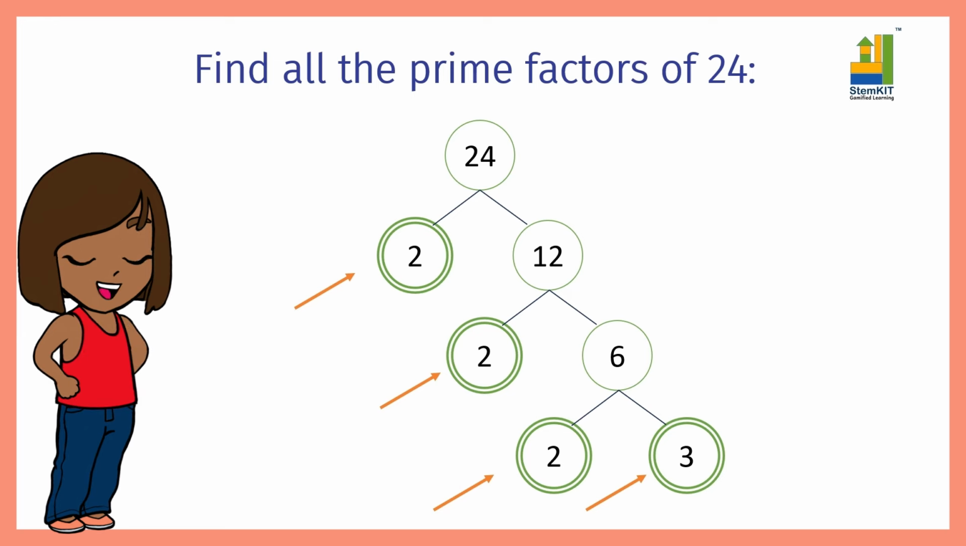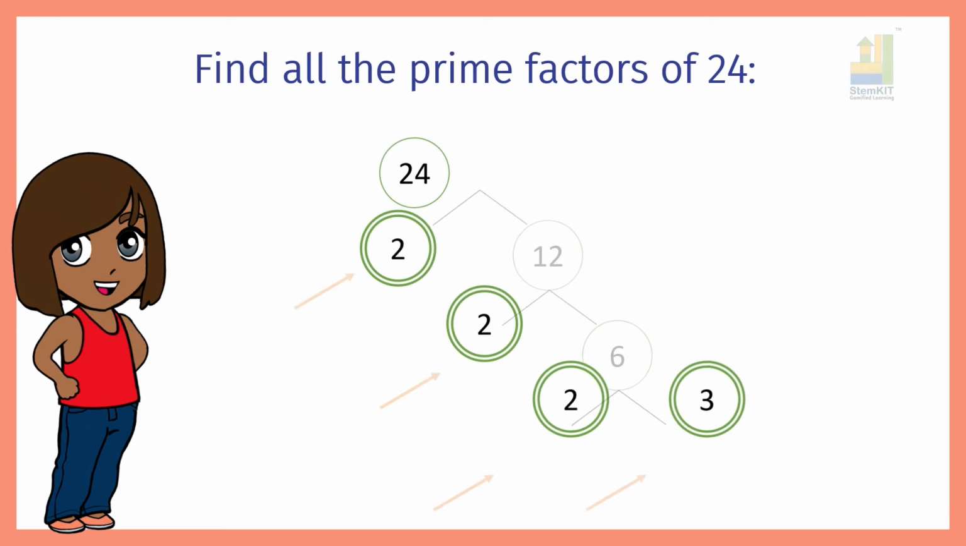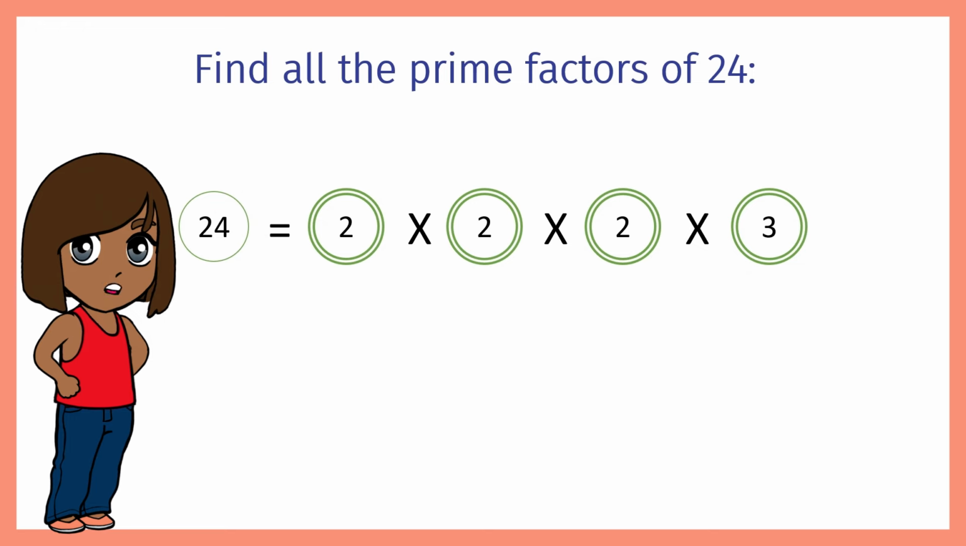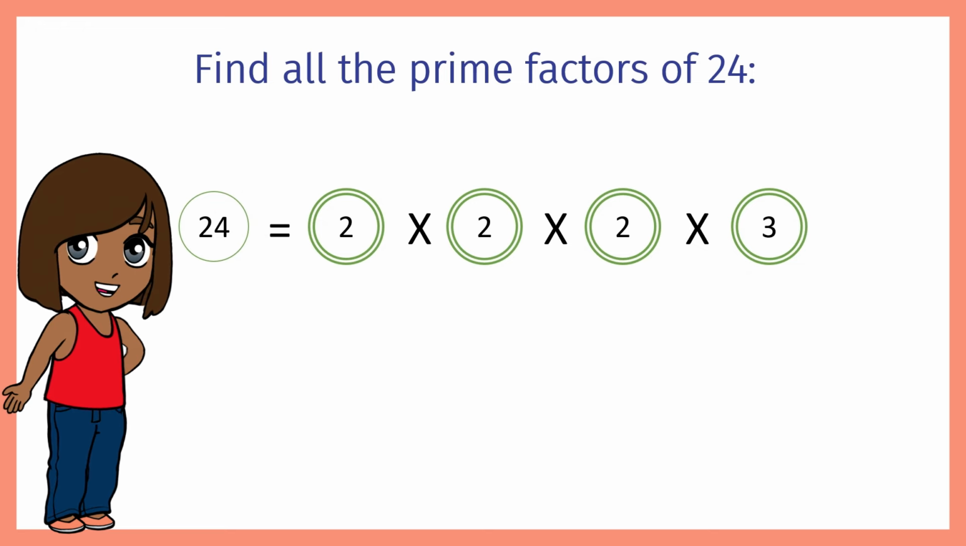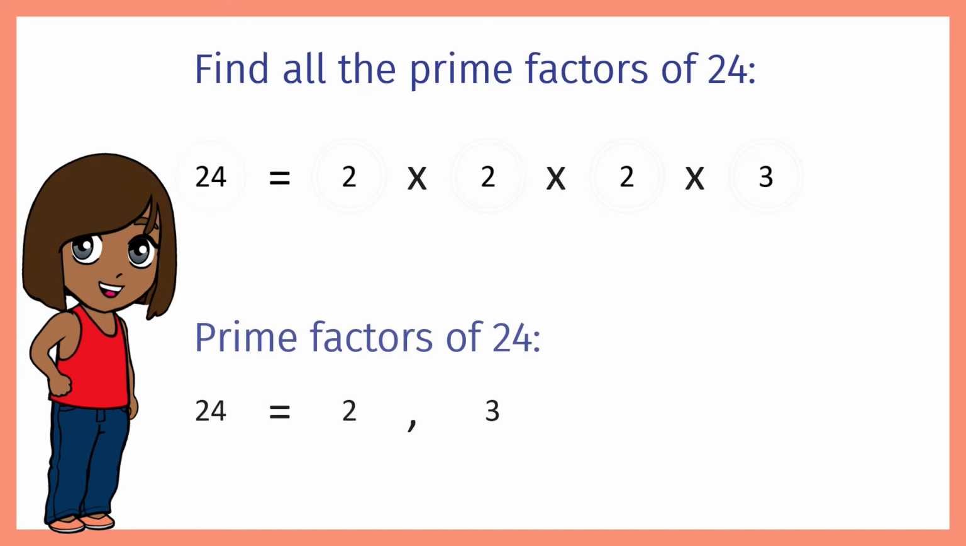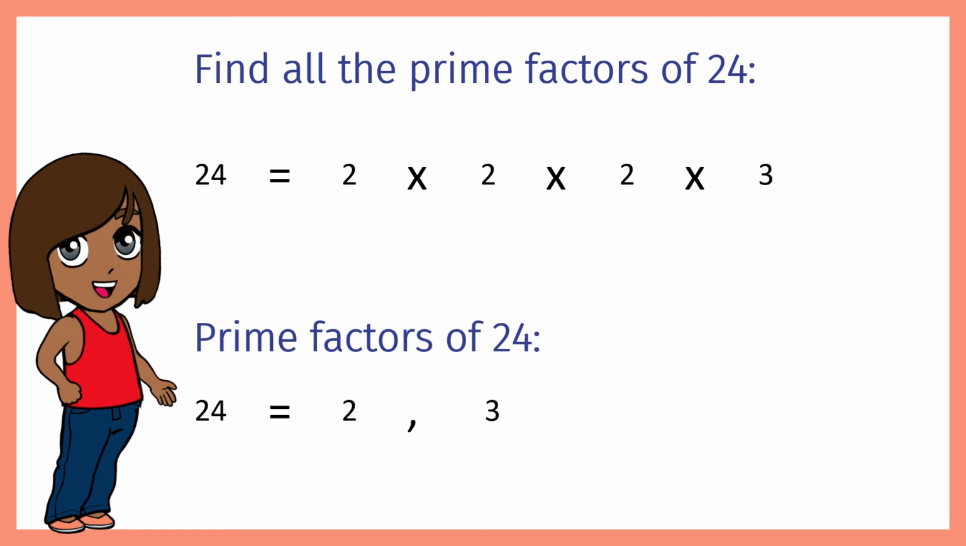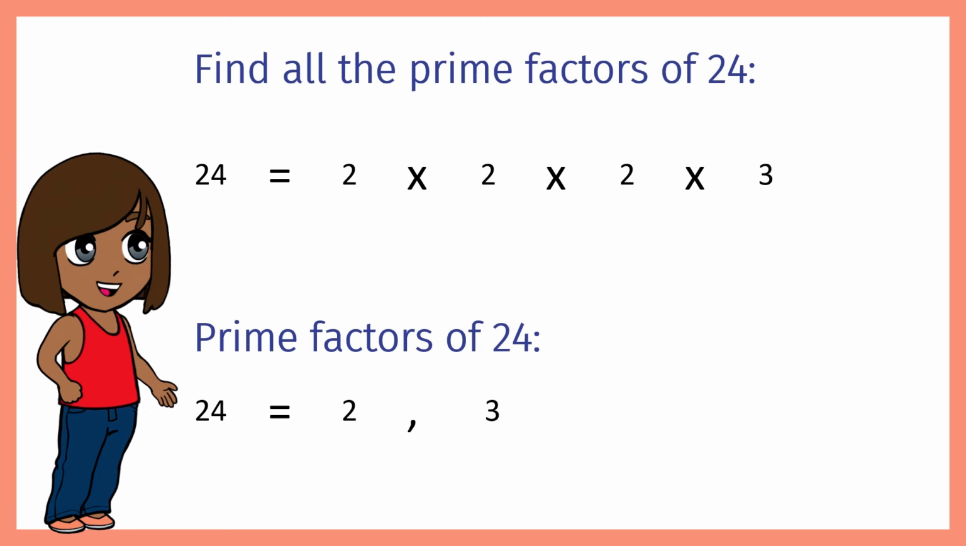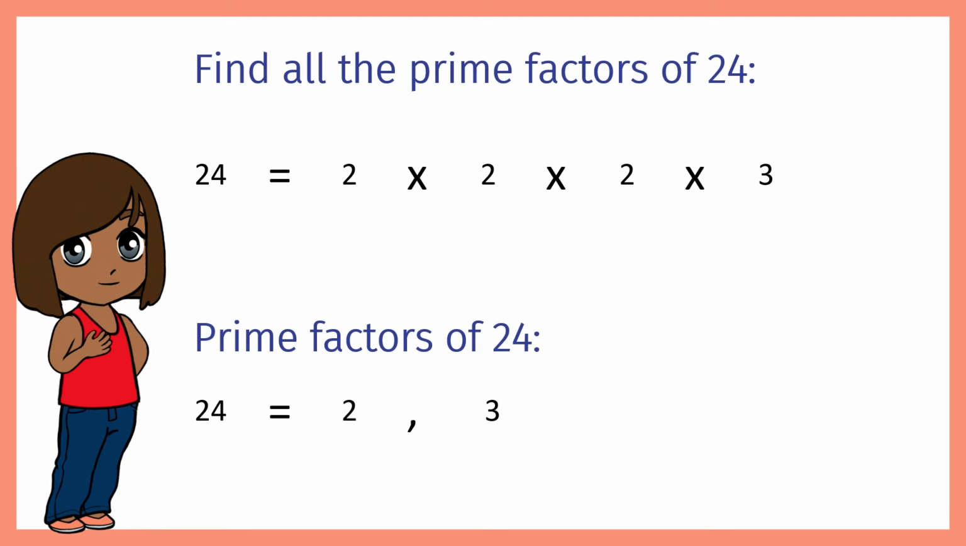Once we have drawn out the factor tree, we can write the number as a product of the prime numbers we found by factor tree method. So we have 2 into 2 into 2 into 3. We also have the prime factors of 24 as 2 and 3.